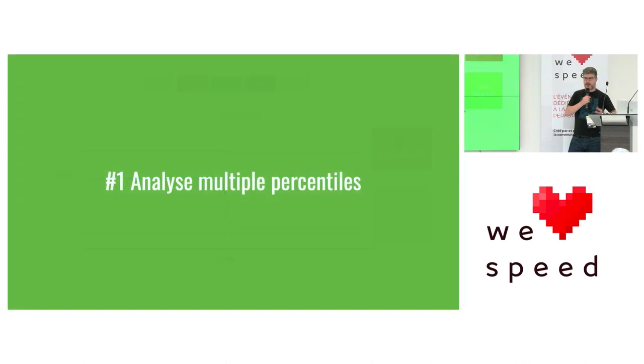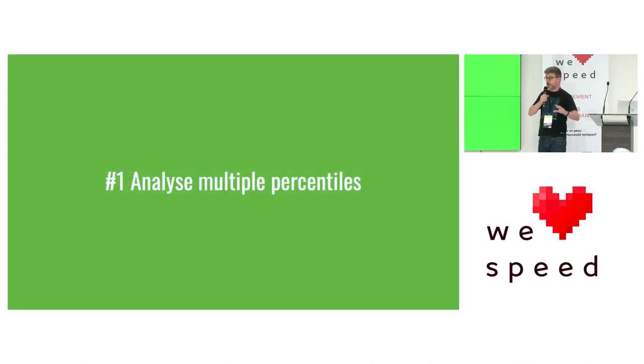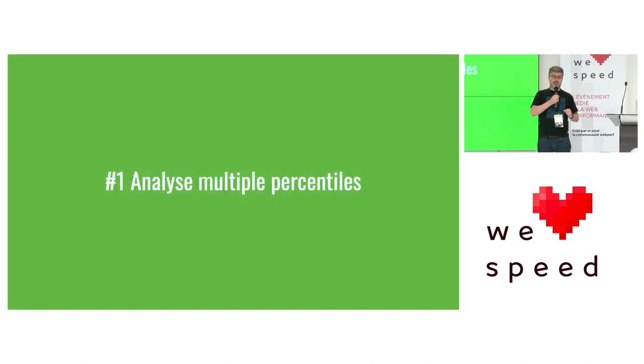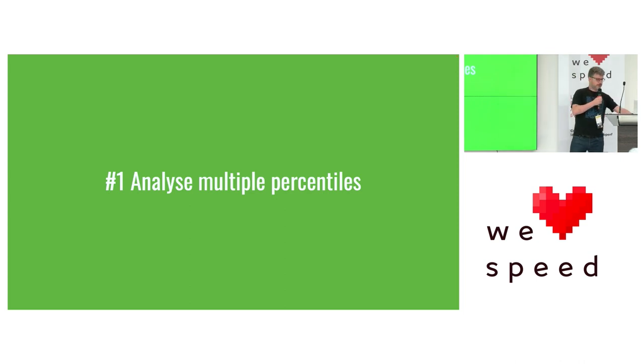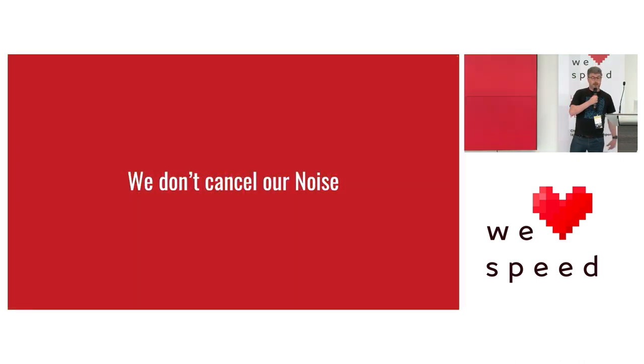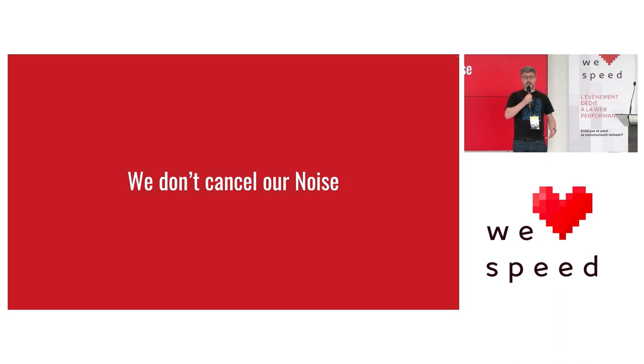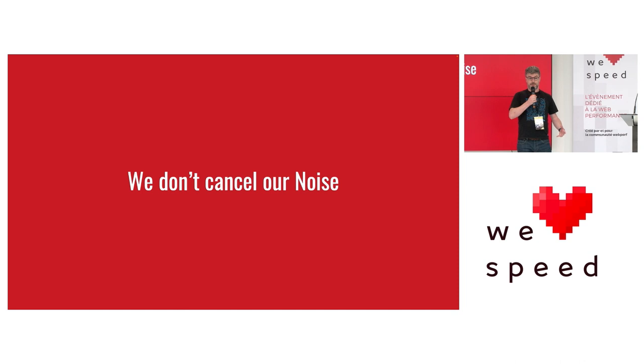So the first best practice, takeaway from this talk: when you analyze data, always look at multiple percentiles. Don't just pick one, because you will be blind to a lot of interesting data. And the next thing is, when you're looking at RUM data, we don't cancel out our noise. We just grab all the noise and include it in our analysis, and that's a problem.